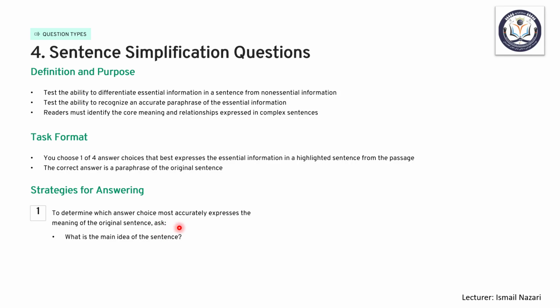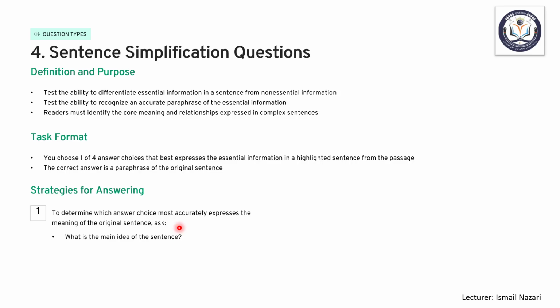Okay, so let me add something. Before going to the answer choices, always read the highlighted sentence which is inside the passage, inside that specific paragraph. Read that one carefully, analyze it, break it into different pieces or chunks, okay? Distinguish what point is the most important point, what is the least important point, or simply which information is essential and which one is non-essential. So read that specific sentence, break it into chunks, find the essential and non-essential information.